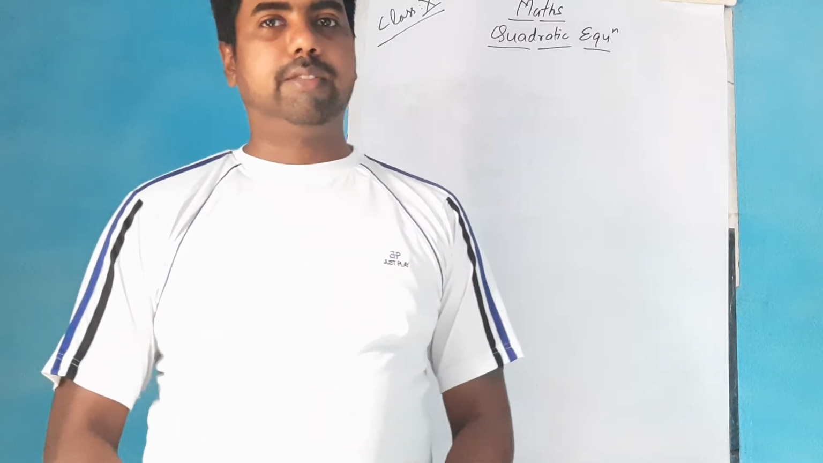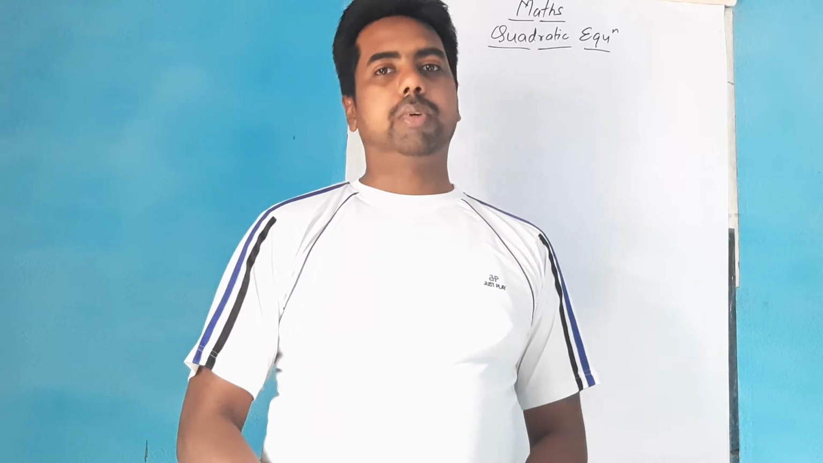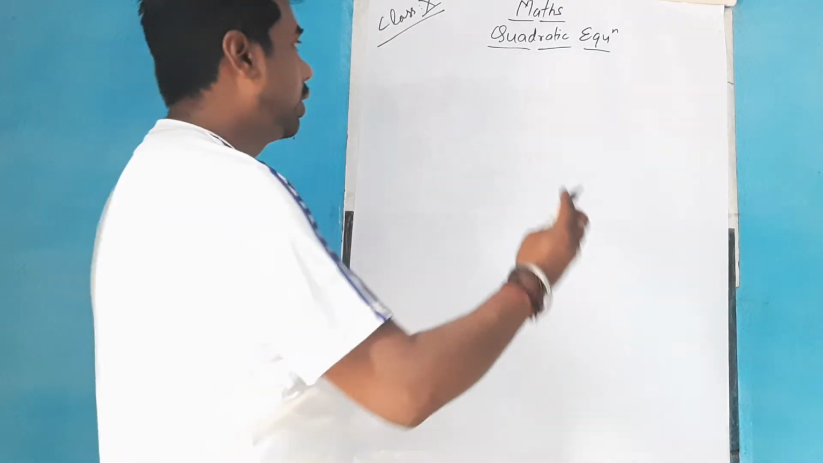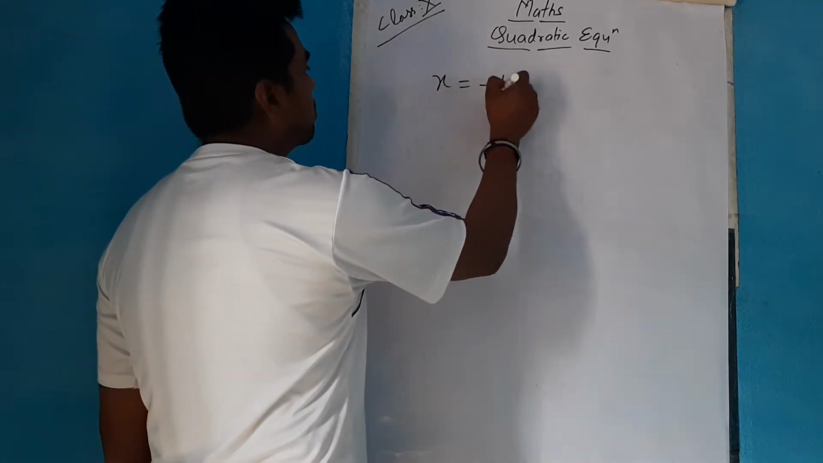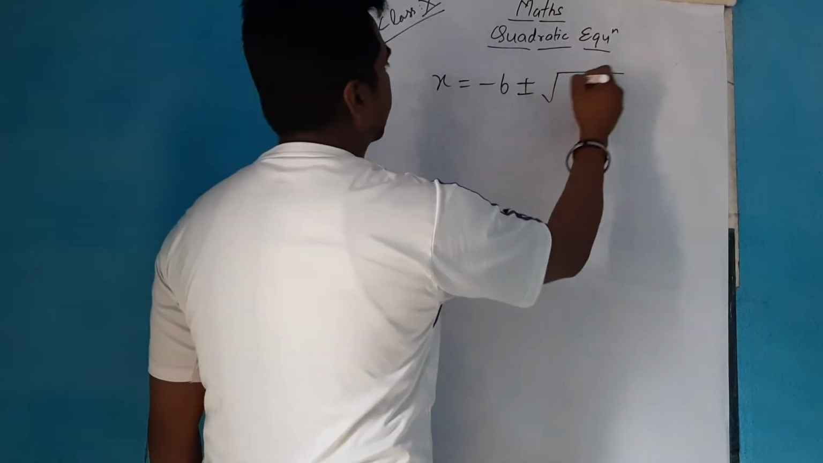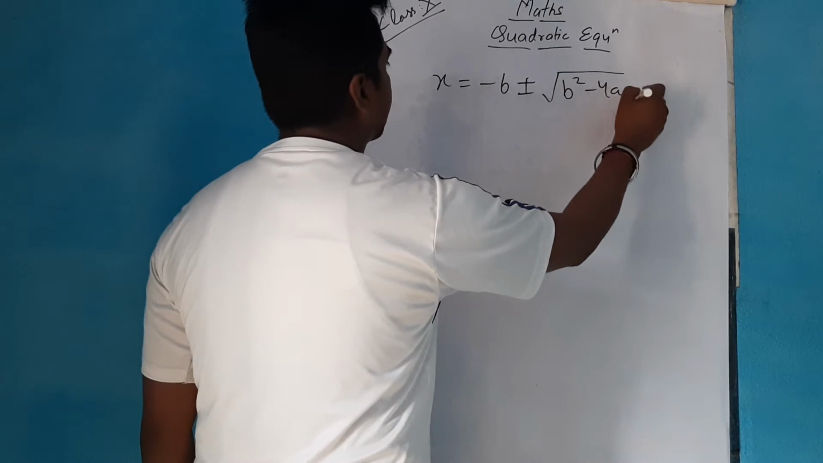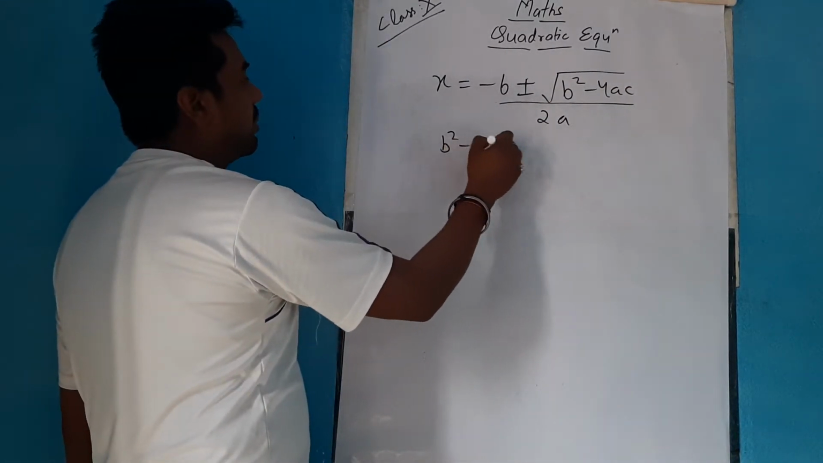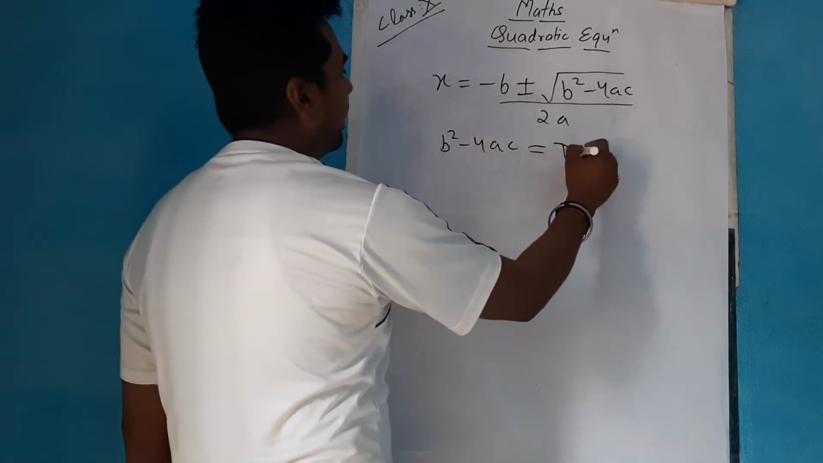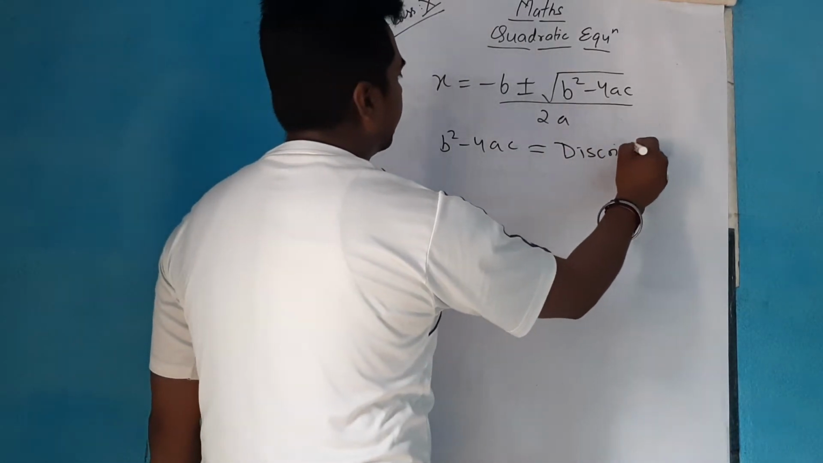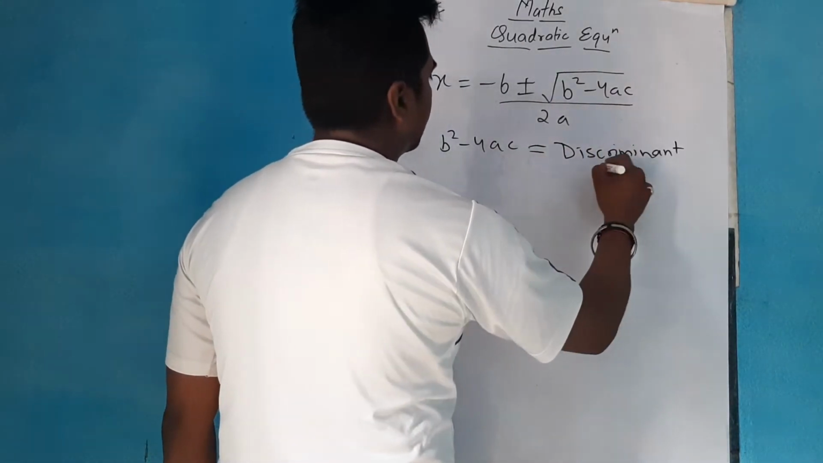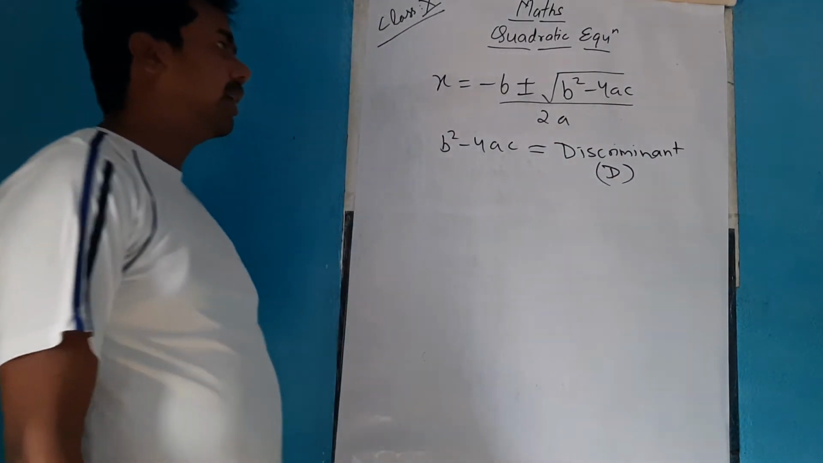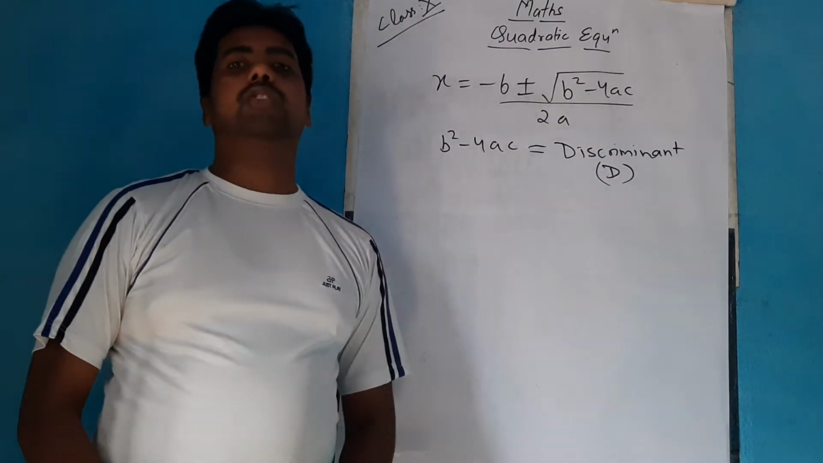Today I am here to discuss the nature of roots. In the last class I told you about the method of completing the square and we solved some questions based on it. With that process I derived the quadratic formula, which came out as x equals minus b plus minus under root b square minus 4ac by 2a, where the term b square minus 4ac is called the discriminant, denoted by D. This D defines the nature of roots.